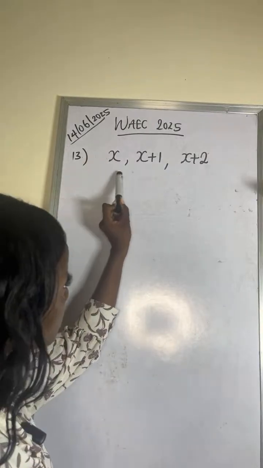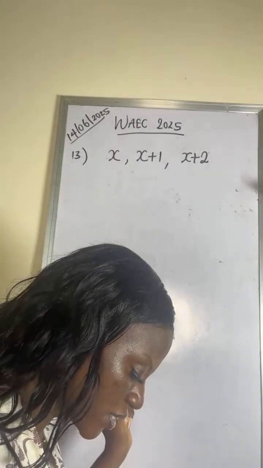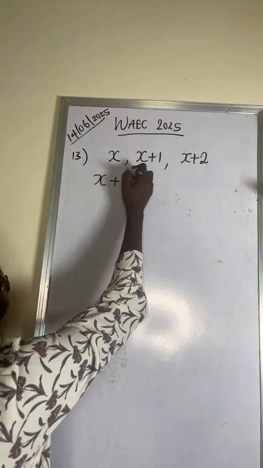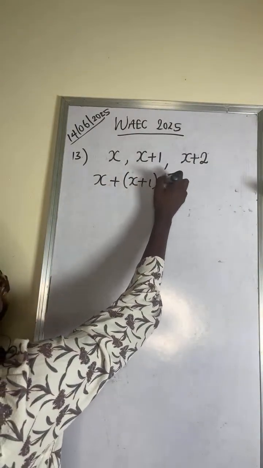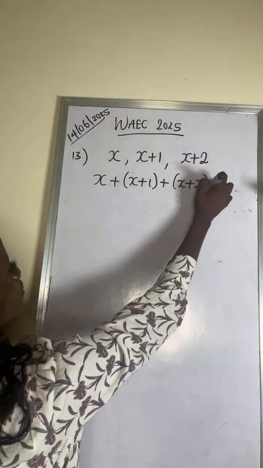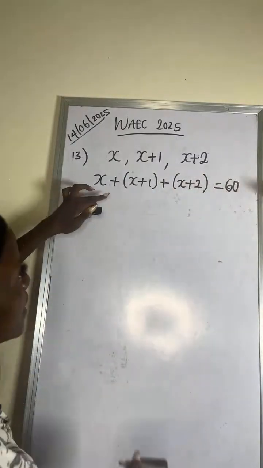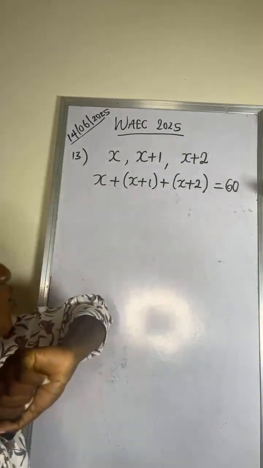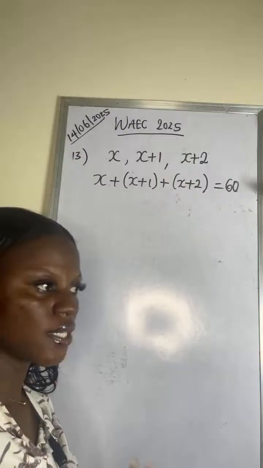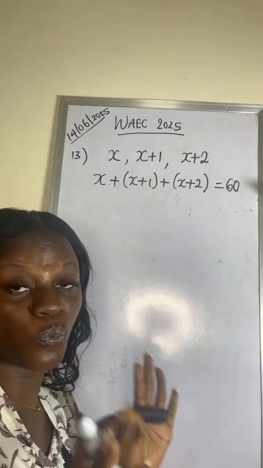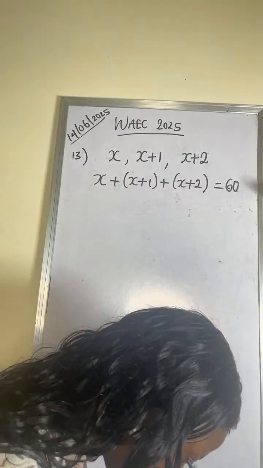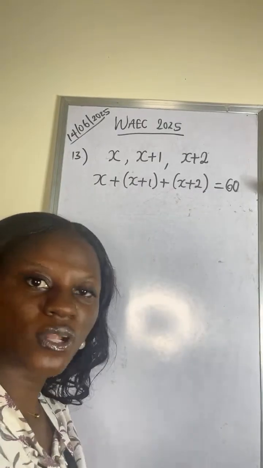So we are told that we have the sum of 3 consecutive numbers to be 60. So the sum is x plus x plus 1 plus x plus 2 to be 60. These are 3 consecutive numbers. The first one, the second one, and the third one. So now let's open the bracket, find the value of x. That tells us what the smallest is, because we're asked to find the smallest number.